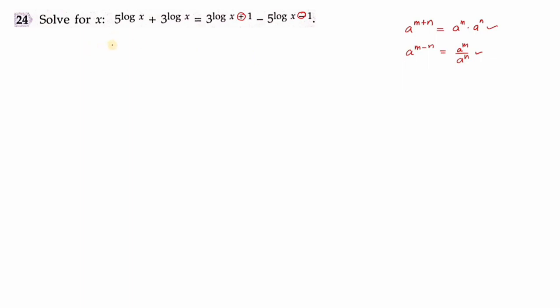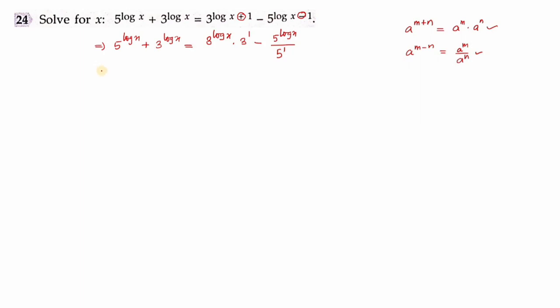So first you write it as it is. Now it is 5 to the power log x plus 3 to the power log x is equal to, now can I write this as 3 to the power log x into 3 to the power 1? I have used the first formula. Definitely I can write like this. Minus, similarly this can be written as 5 to the power log x by 5 to the power 1. I have used the second one here.